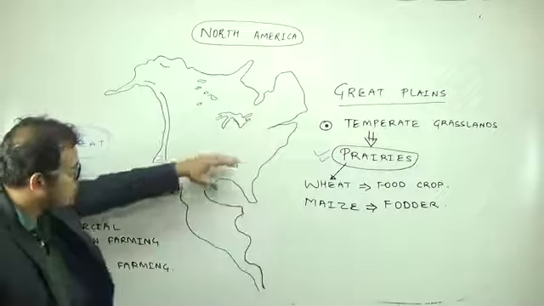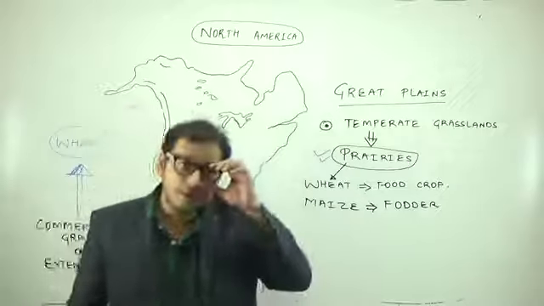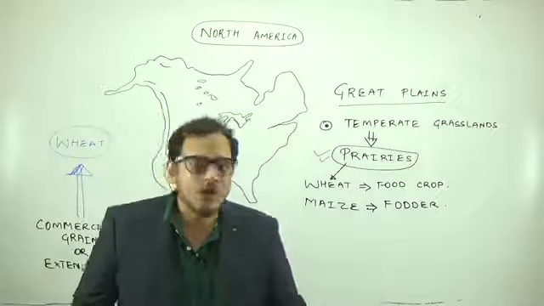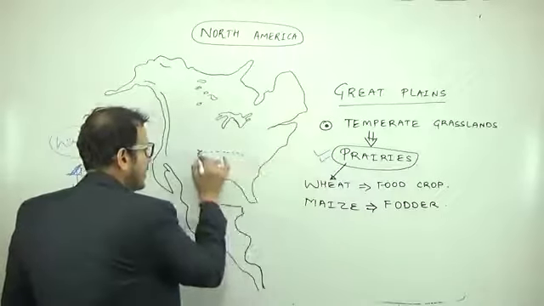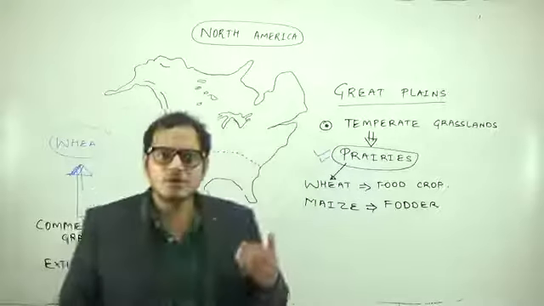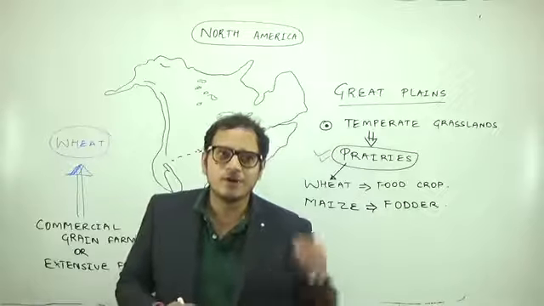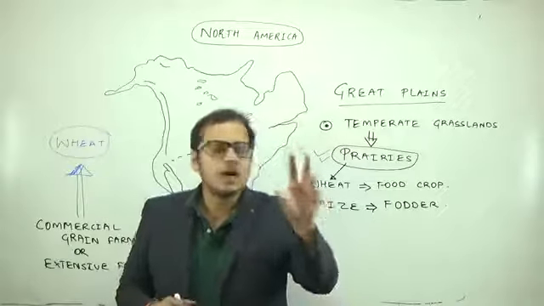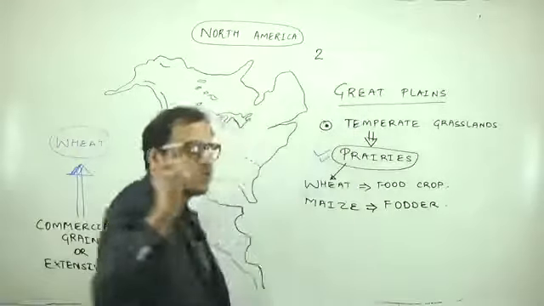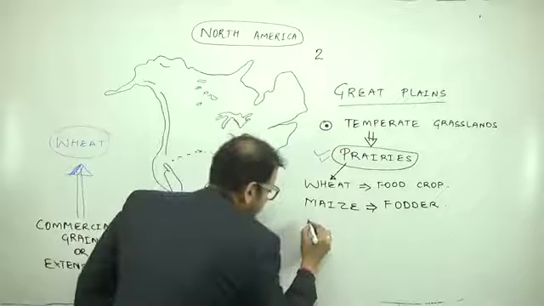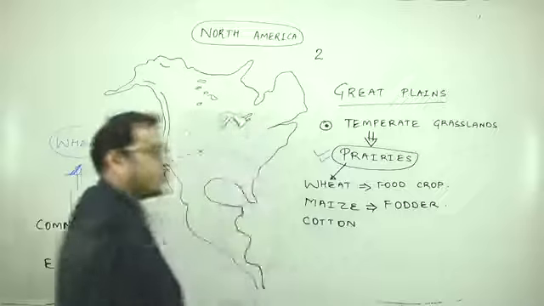But if we come to the southern part, where the winters are not that severe, that means in this southern part after this boundary, the winters are not that severe because this is more or less a tropical region. And because the winters are not severe, we have 210 frost-free days. And for cotton, we should have a minimum of 210 frost-free days. So the other important crop here is cotton. Cotton is grown in this region.